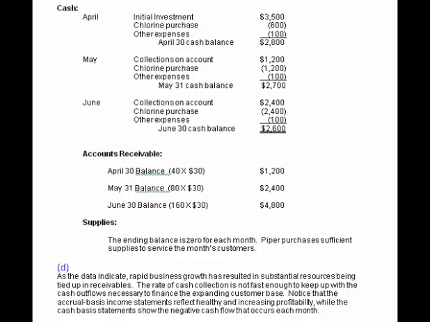And then down at the bottom of the screen, to take care of Part D, one observation you can make is that the rapidly growing business has resulted in substantial resources being tied up in receivables, and the rate of cash collection isn't as fast as what we're billing in receivables, and it isn't enough to keep up with the cash outflows. Okay, so the accrual basis income reflects healthy and increasing profitability, but the cash basis statements will show the negative cash flow that's happening.